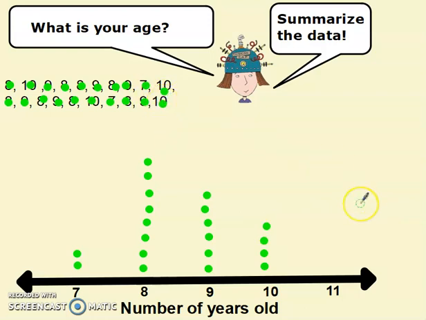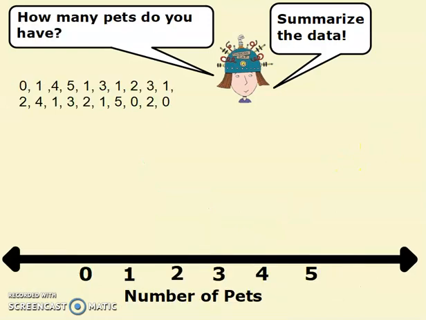Okay, so when we look at this graph, clearly there are only 2 students who are 7 years old, and how many students are 10 years old? You got it, 4. And the most students are 8 years old in the classroom. Very good. Let's look at another dot plot.